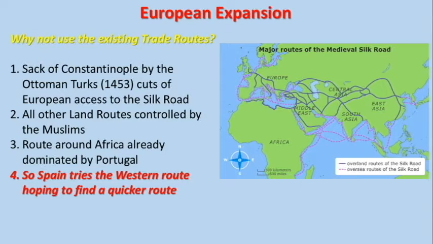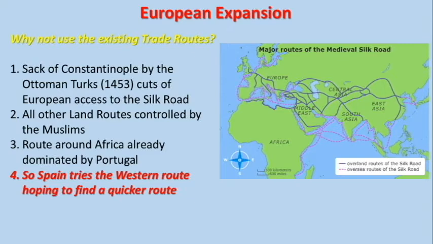They could either trade with the Muslims via the Italians and pay an exorbitant price, or trade with the Portuguese, whose trade route was longer, but at least it was not dealing with the Muslims, and you still had to deal with the middlemen. So all the nations were looking for something else.